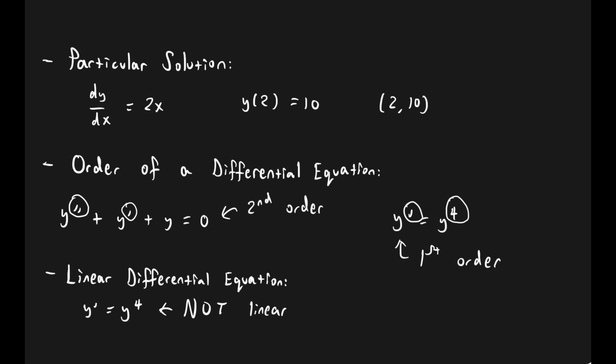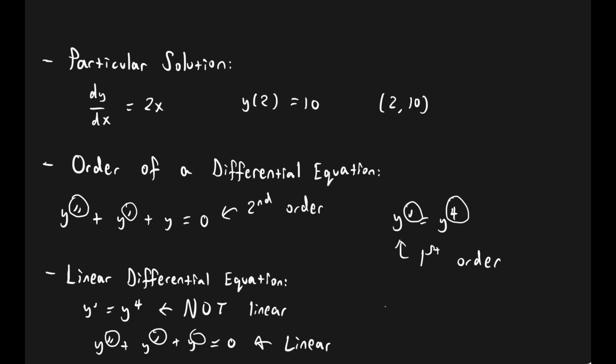Let's look at another example. Let's say we had y prime plus y double prime plus y equals 0. This would be linear because none of these derivative terms are raised to any power. It's not y double prime to the second power, y prime to the third power, anything like that. It's just y double prime plus y equals 0. So it's a perfectly linear differential equation.